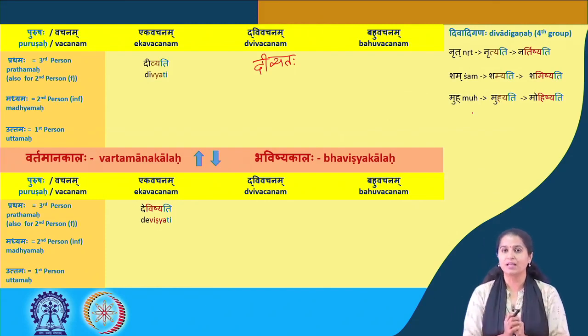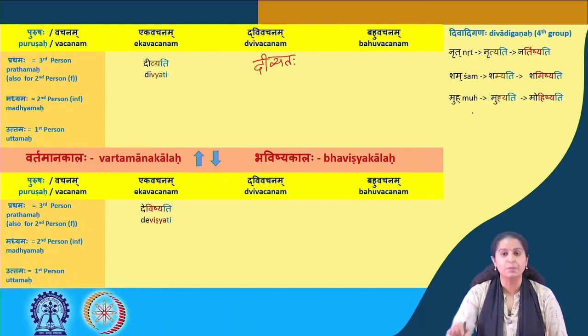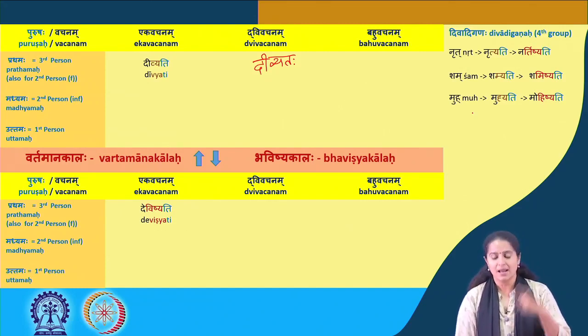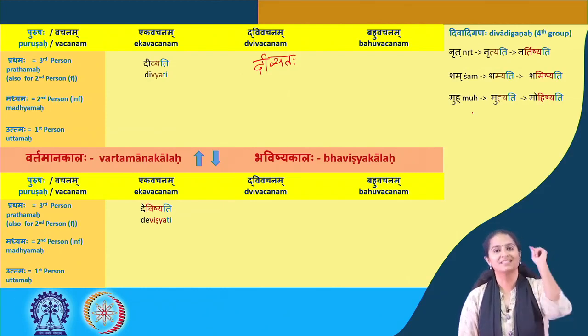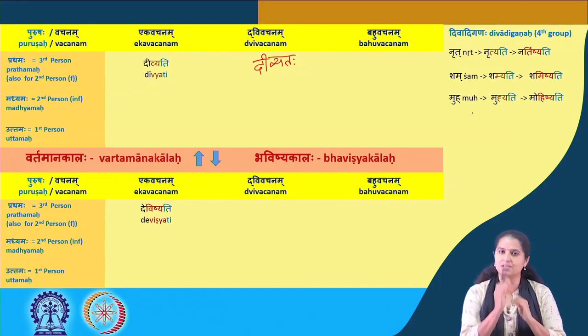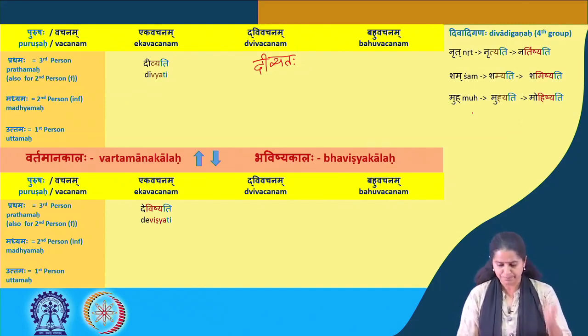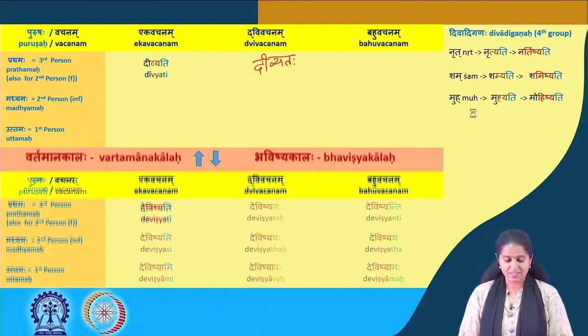And like we've been doing in all the other cases, what is the characteristic of this particular group? So what do you see in common in the conjugation of the third person in the present tense in the singular? Nrityati, shamyati, muhyati, divyati. Yeah, it's the ya thing that comes in there. So if you have verbs that have a ya coming in like that, there's a good chance that it might belong to the fourth group. With these words, let's look at the tables.